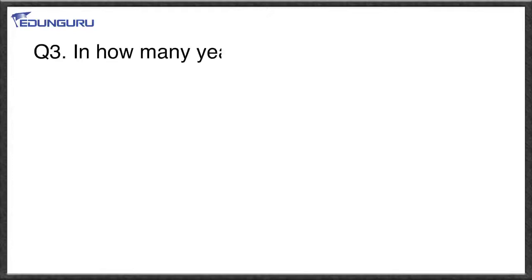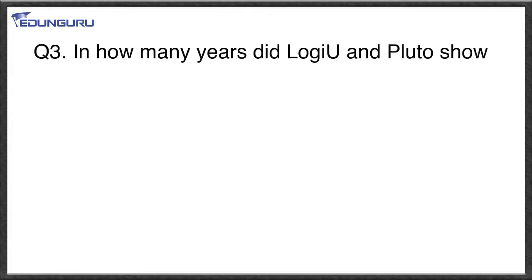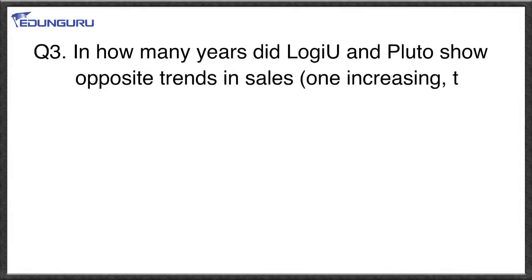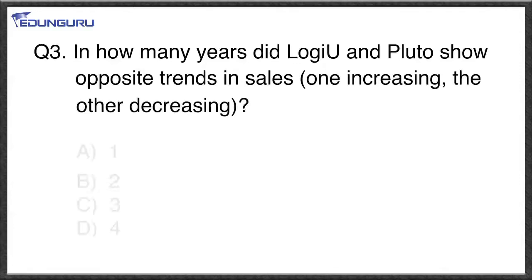Next, we come to question 3. In how many years did LRDI and Pluto show opposite trends in sales? Now, what does opposite trends in sales mean? That when one sales is increasing, the other sales is decreasing. So, looking at LRDI and Pluto.